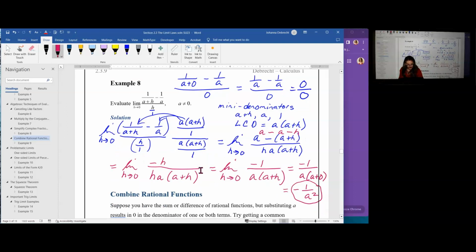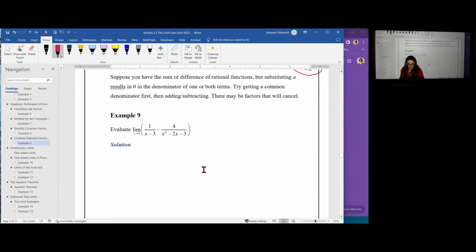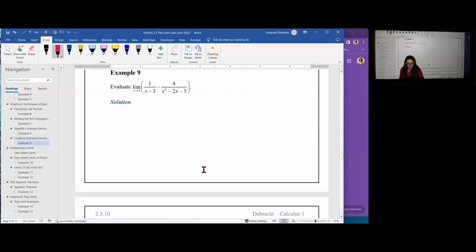Let's take a look at example number 9. Example 9 focuses on a rational function, 1 over x minus 3, that is subtracting from it another rational function, 4 divided by x squared minus 2x minus 3. If I substitute the value of 3 in for x, what happens? Let's go ahead and do that now.